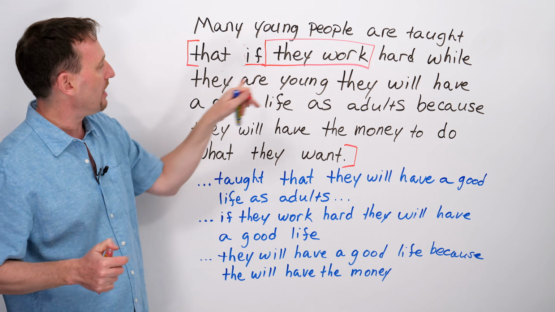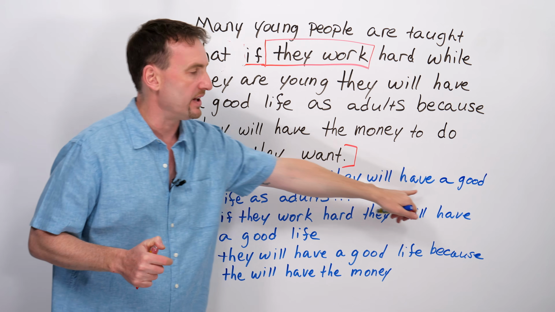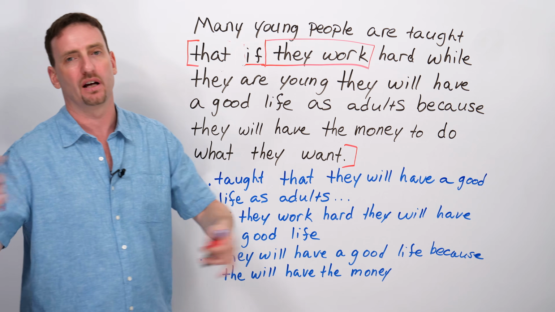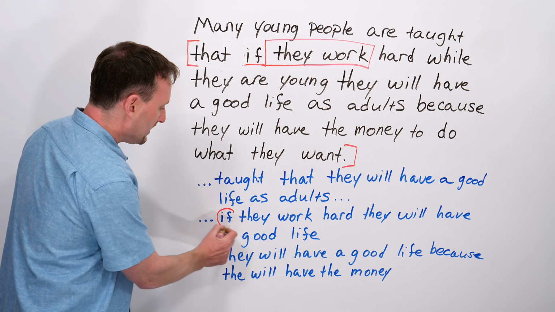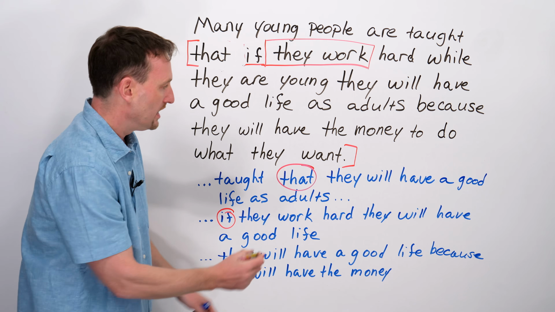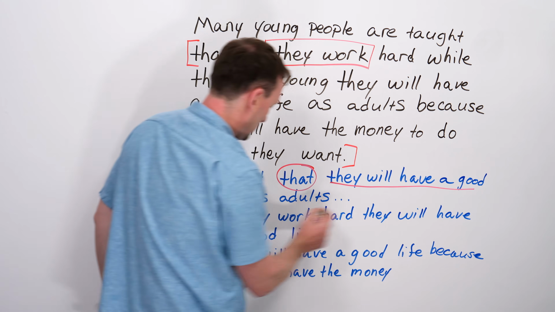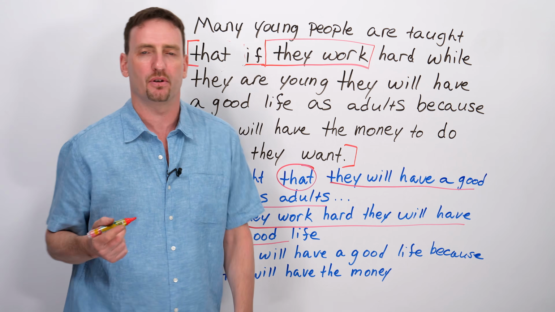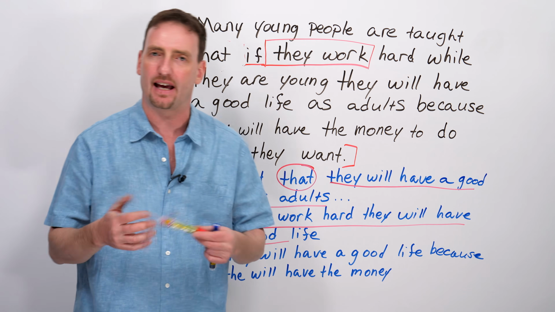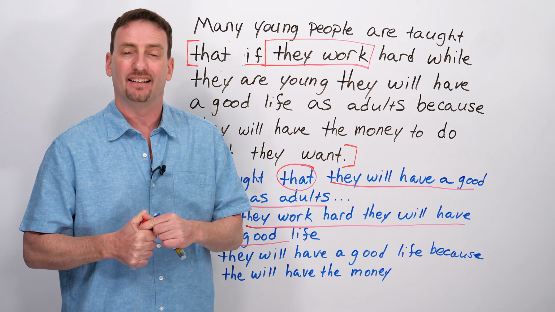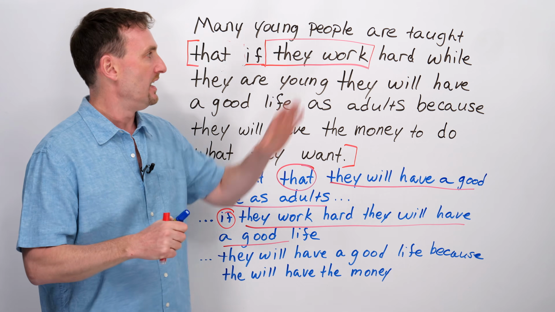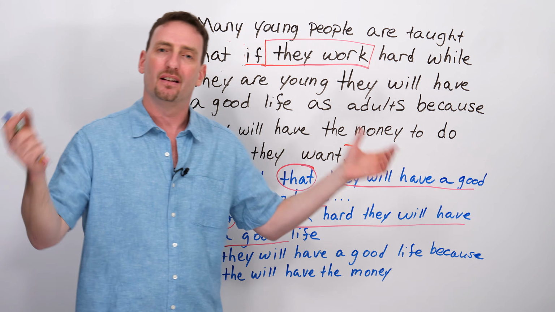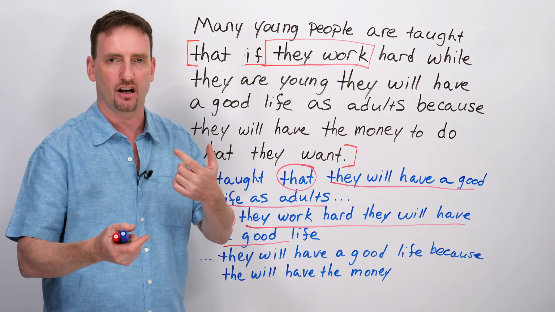Now, if they work hard while they are young, they will have. When will they have or how will they have a good life as adults? If they work hard, they will have a good life as adults. So I have this conjunction and this conjunction sharing one clause. And this is where people get confused because you have to understand that clauses can be shared. Dependent clauses can be shared. Independent clause is independent and must be able to stand by itself. Dependents, you can start playing with them, you can share, etc.